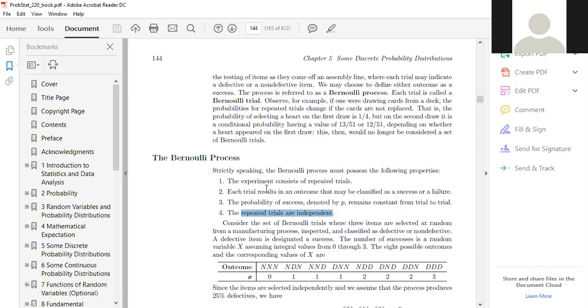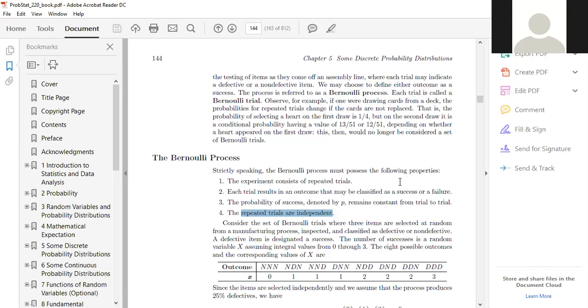Each trial results in an outcome that may be classified as a success or failure. Suppose on a production line you pick one bulb and that bulb is non-defective, that means a success, so you can consider that as a success. If it is defective, you can consider that as a failure. That's the meaning.